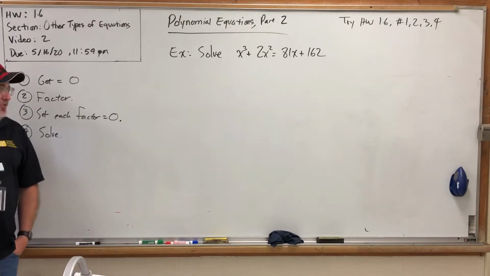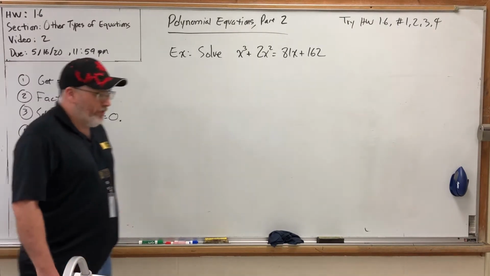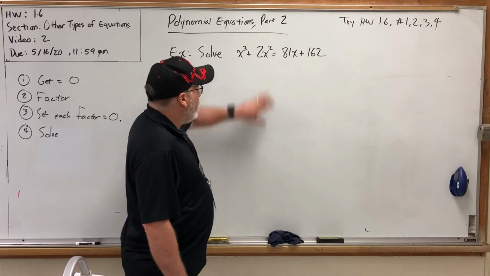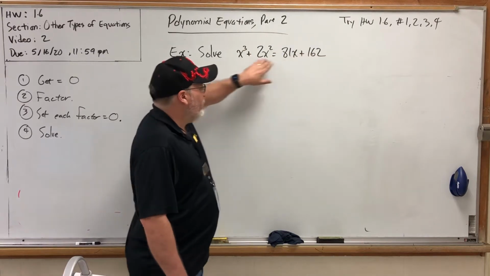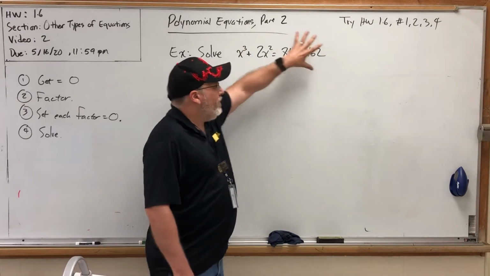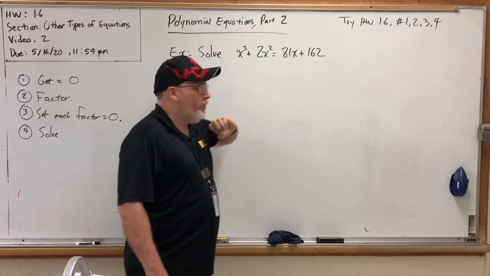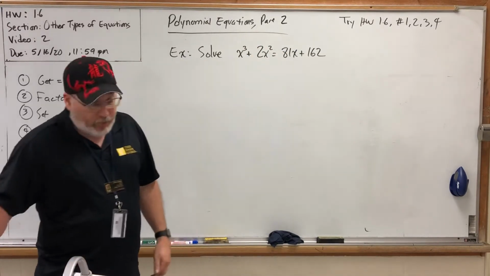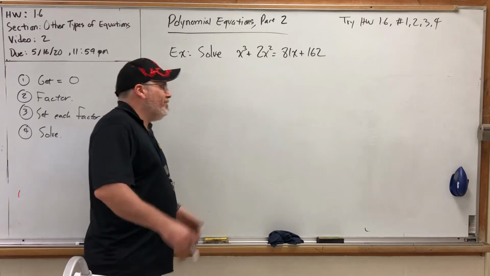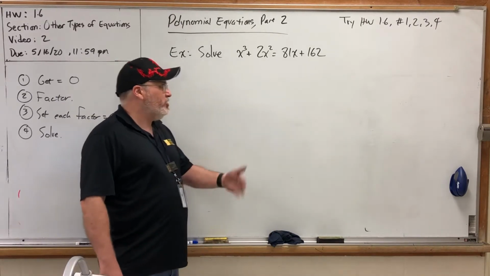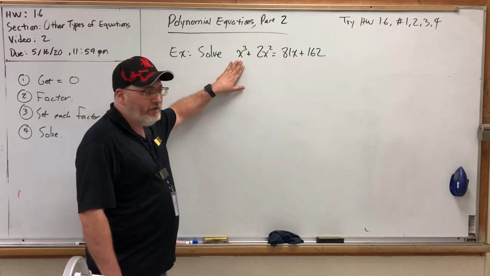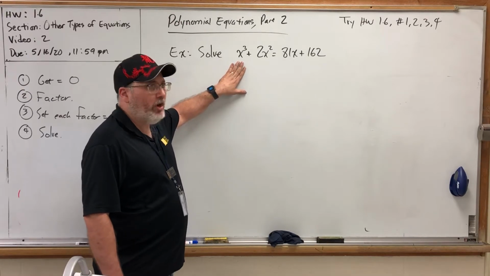First move, get it equal to 0, and it's not. So we have a decision to make. Do we want to move everything to the right and make the 0 on the left, or move everything to the left and make the 0 show up on the right? Both are correct, but when you're making a decision like this, I try to make the decision that keeps the highest power negative. It just makes factoring a little bit more tolerable.